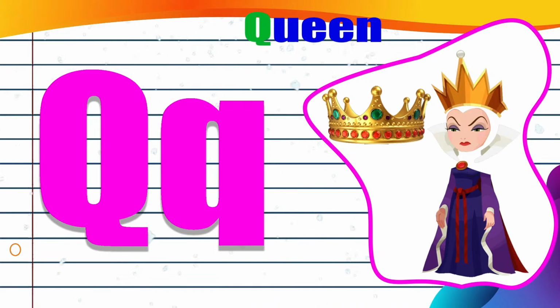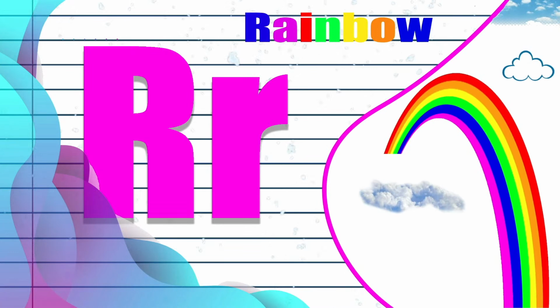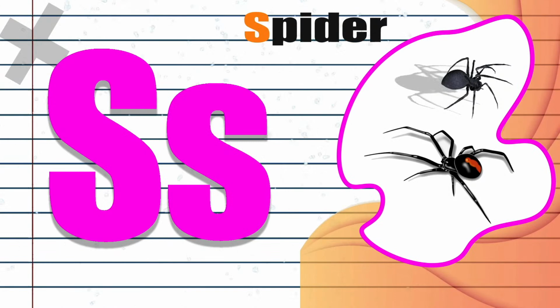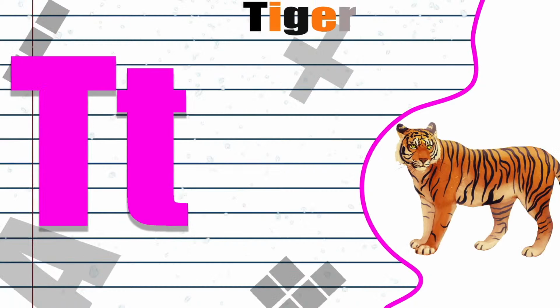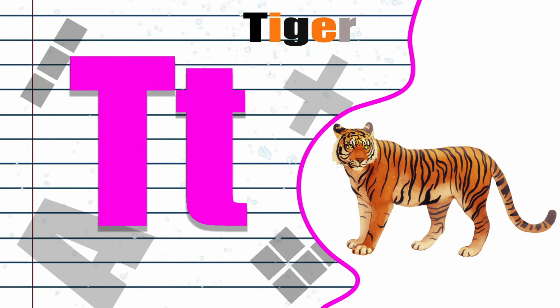Q is for coin. K, k, coin. Q, coin. R is for rainbow. R, r, rainbow. S is for spider. S, s, spider. T is for tiger. T, t, tiger.